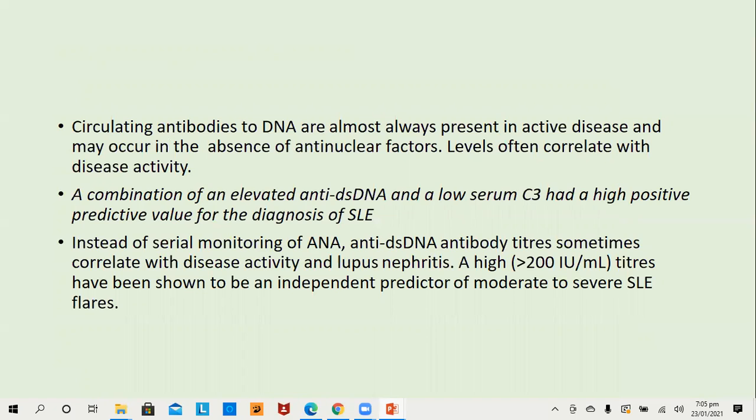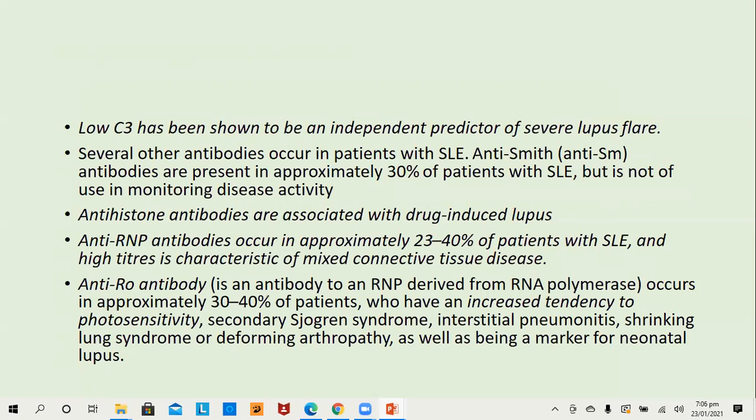Instead of serial monitoring of anti-nuclear antibody, anti-dsDNA antibody titer sometimes correlates with disease activity and lupus nephritis. So for monitoring of disease activity, anti-double stranded DNA antibody level is more important as compared to anti-nuclear antibody. A high titer of greater than 200 international units per ml has been shown to be an independent predictor of moderate to severe SLE. Low C3 has been shown to be an independent predictor of severe lupus flare.